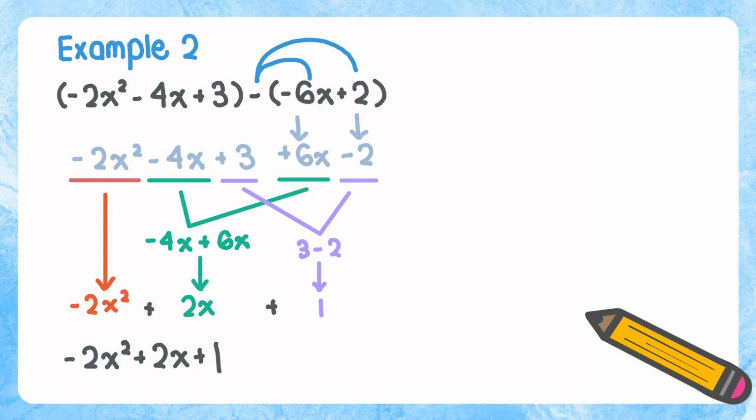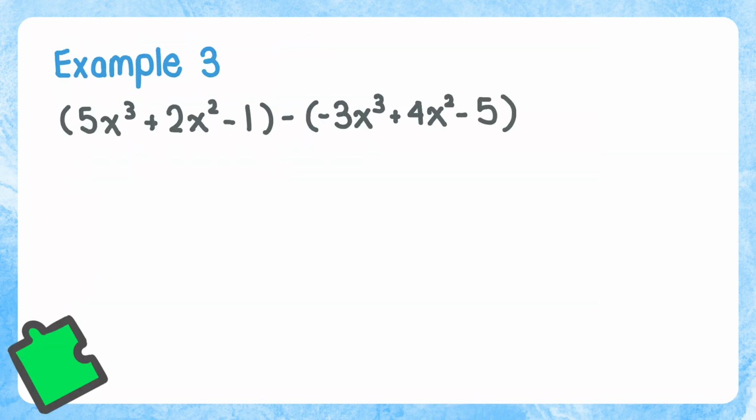So again, just as practice, how would we classify this polynomial right here? The highest degree is 2, and there are 3 terms here. So we would call this a quadratic trinomial. So go ahead, try this example on Edpuzzle. Remember right here, you're dealing with subtraction.